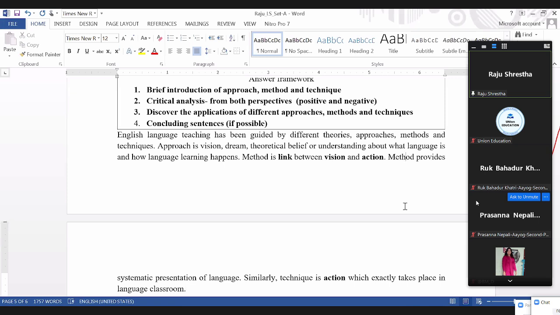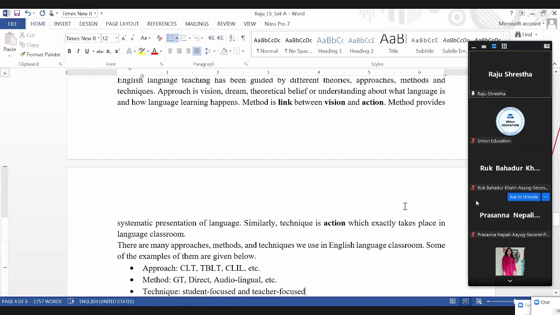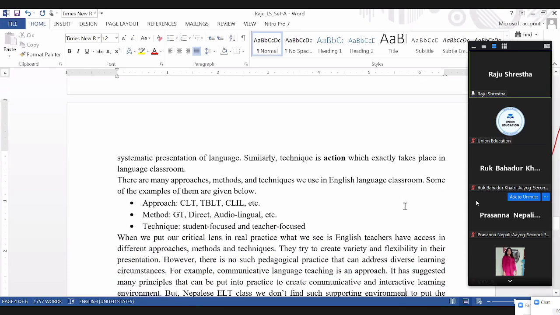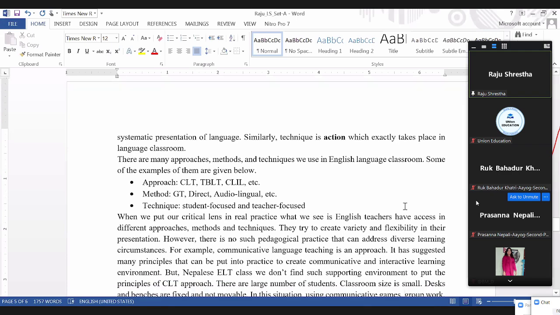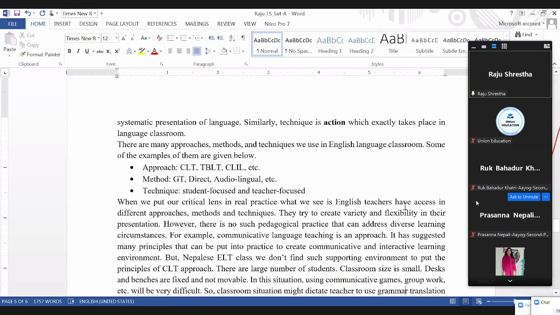So, approach is vision. Technique is action. Method is what? Link between vision and action. So, in this way, we just provide a brief introduction. There are many approaches, methods, and techniques we use in English language class. Some of the examples of them are given below.